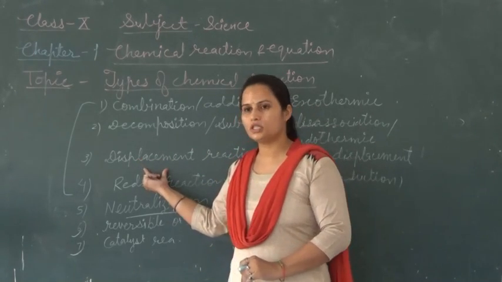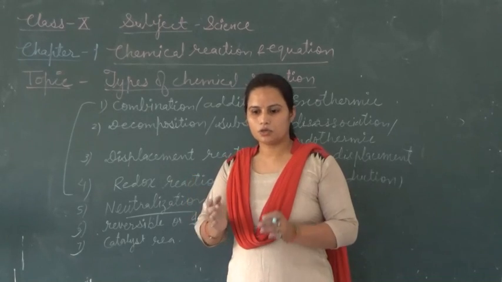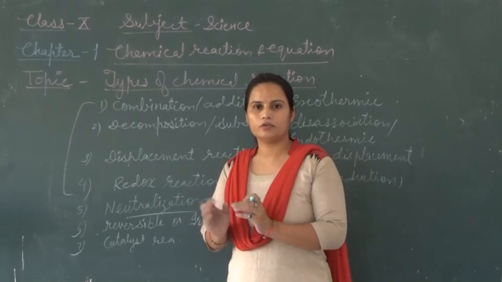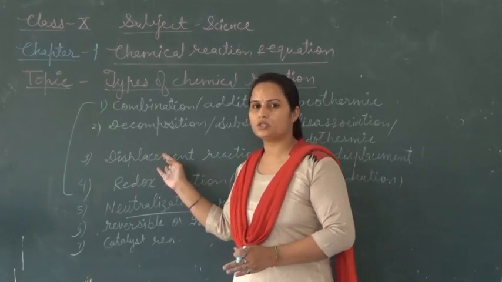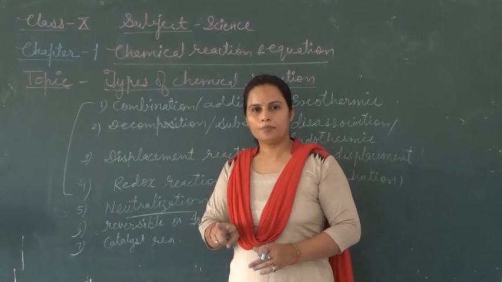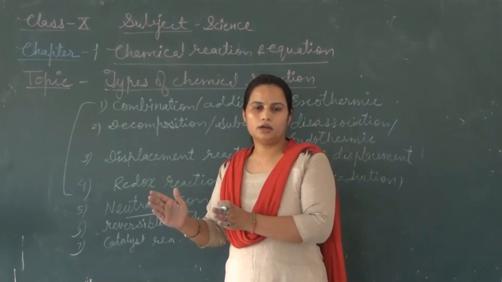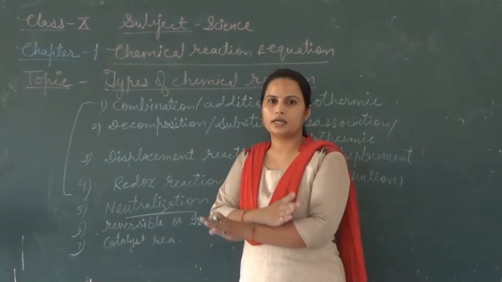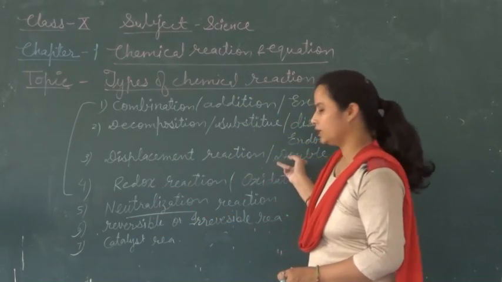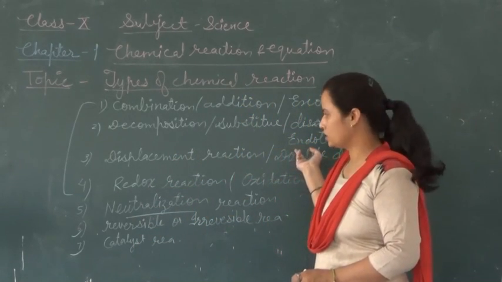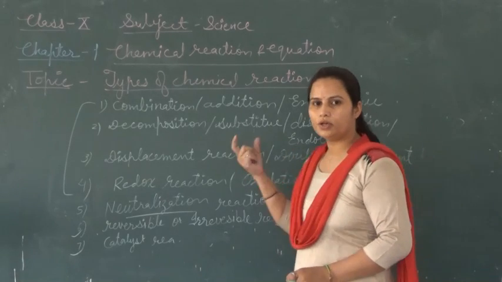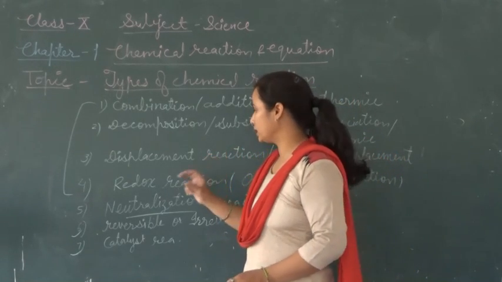Double displacement reaction is one in which both chemicals exchange their ions. In displacement, there is only one element which replaces the least reactive element in a solution, that is displacement. In double displacement, there are two chemical compounds which exchange their ions. That's why it is called the double displacement reaction. And for these reactions, you must remember the reactivity series.